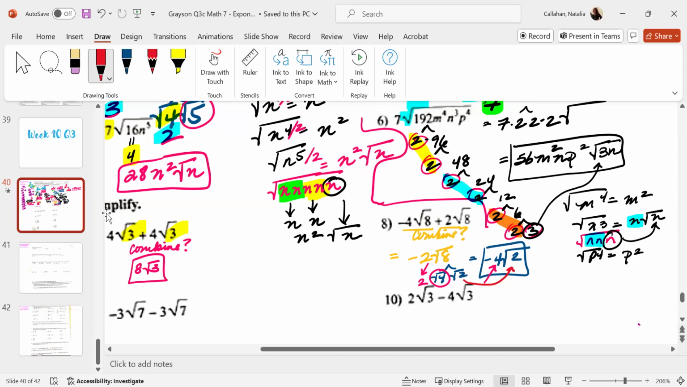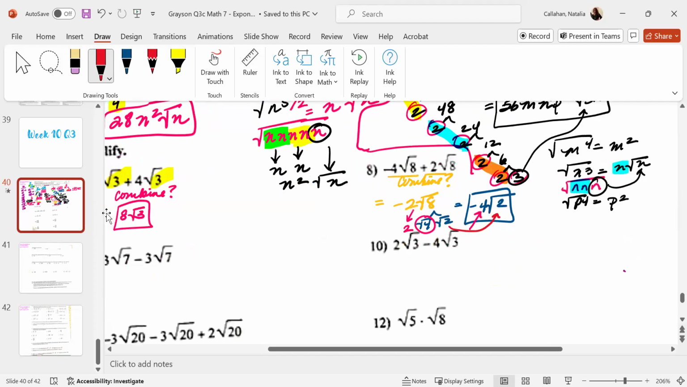Wait, hold on. Why is it -4 again? 8 becomes a 4, right? Times 2. What's the square root of 4? Square root of 4 equals what? 2. 2 times -2, you have to multiply it. Do you see that? Which is -4. And that 2 is the square root of 2.